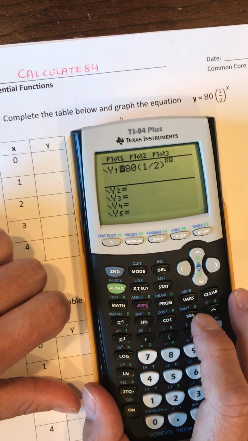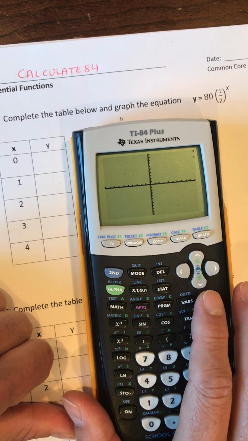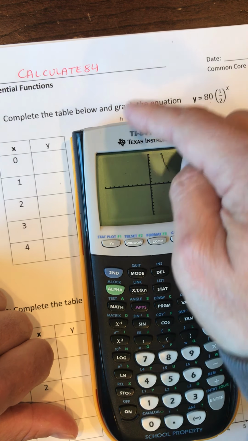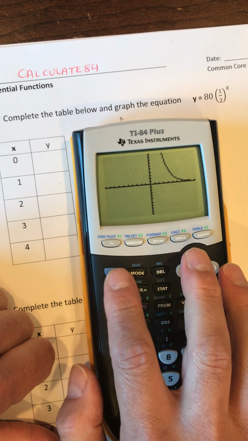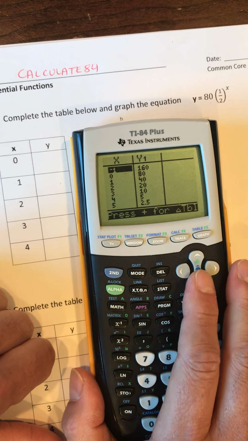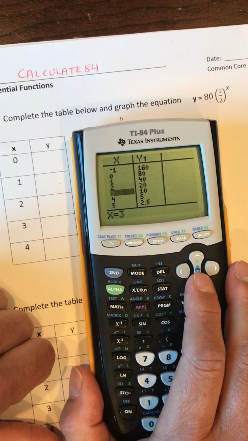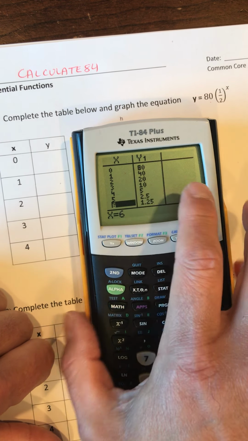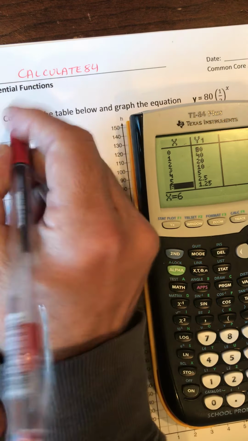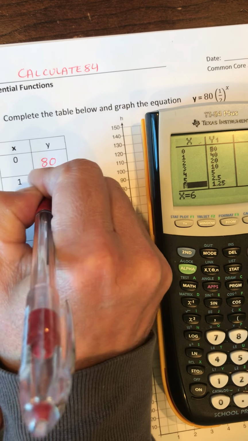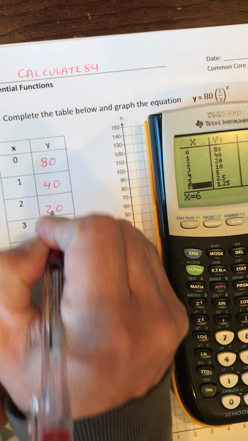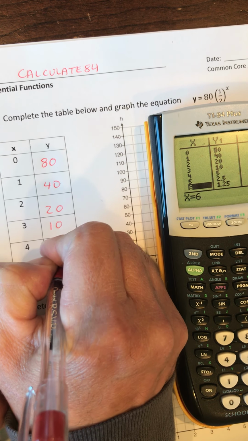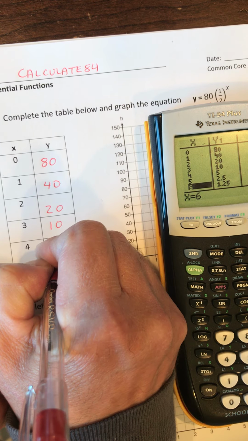Now, you're welcome to look at the graph, but it's going to get cut off mostly. What you really want to do is look at the table. So I'm going to go to my table. I'm having you start at 0. At 0, it's 80. At 1, it's 40. At 2, it's 20. At 3, it's 10. And at 4, it's 5.